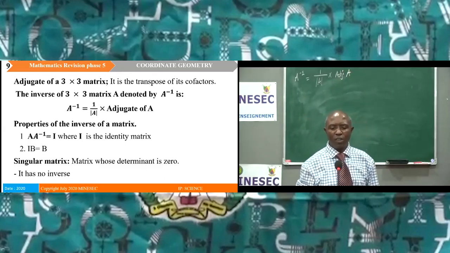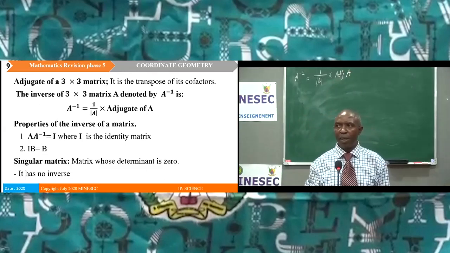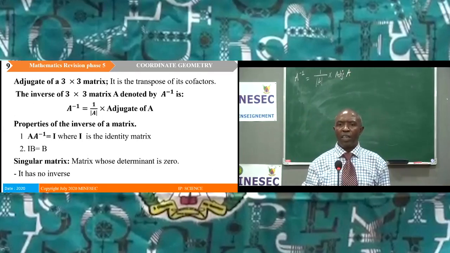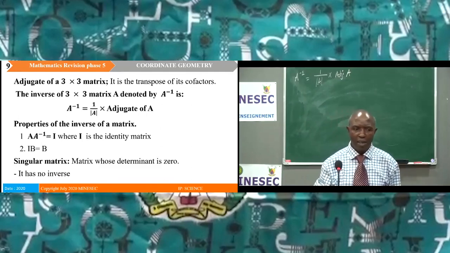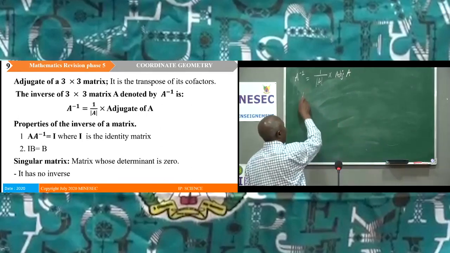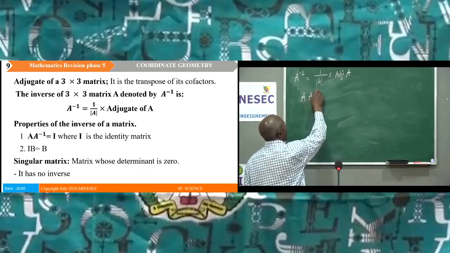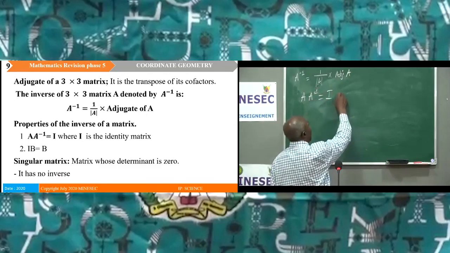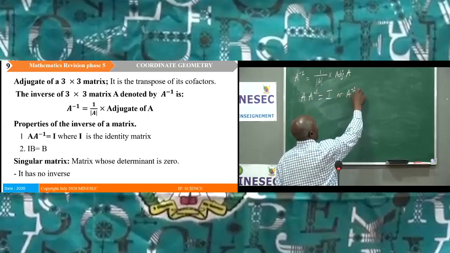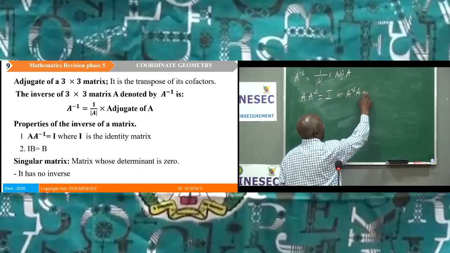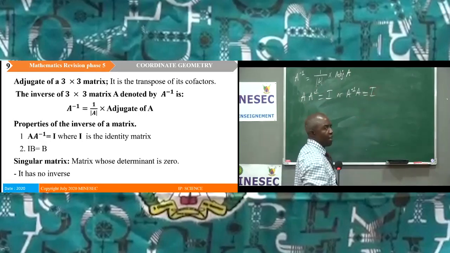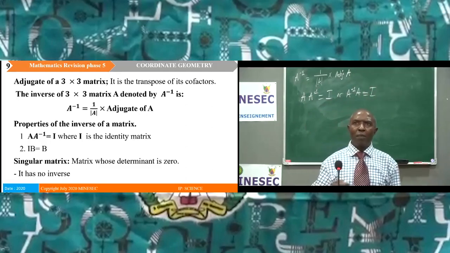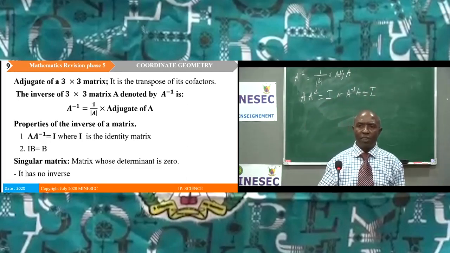Properties of the inverse of a matrix. Any matrix multiplied by its inverse gives us the identity matrix I. That is, A multiplied by A inverse is equal to I, or A inverse multiplied by the matrix A gives us I. Any matrix multiplied by the identity matrix gives us the matrix itself.